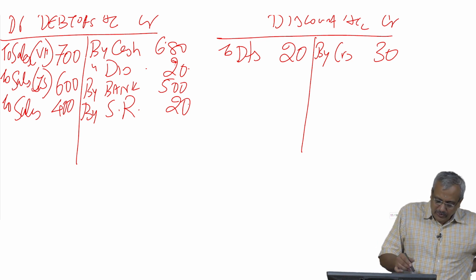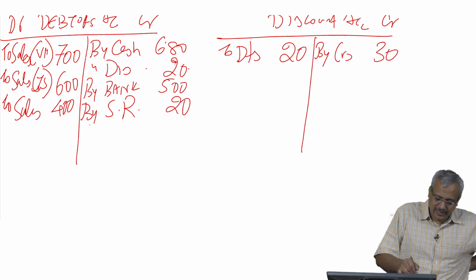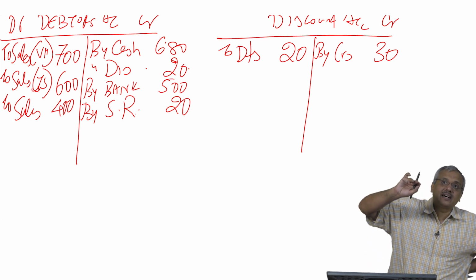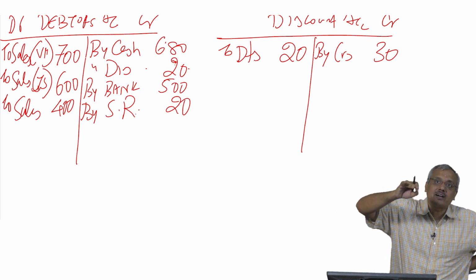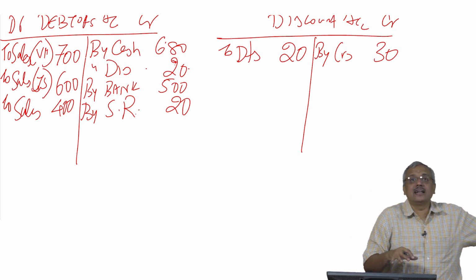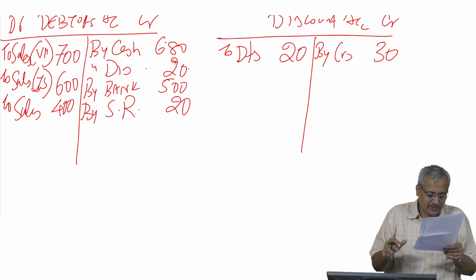Now what is the amount due? The debit side of the debtors account minus the credit side is the total amount of debtors receivable as of this particular day. That is what we call grouping and netting all these transactions.